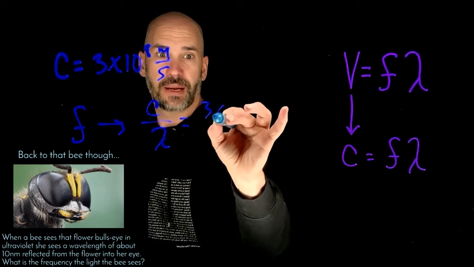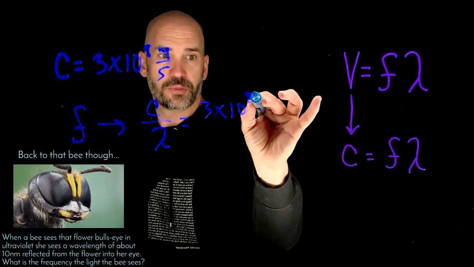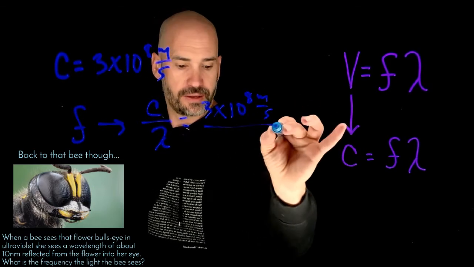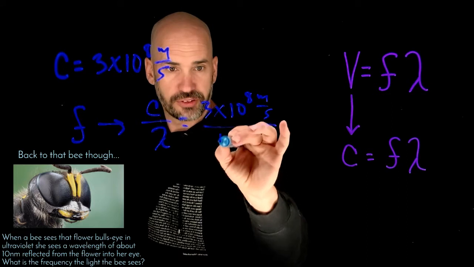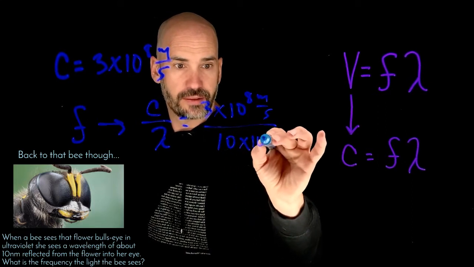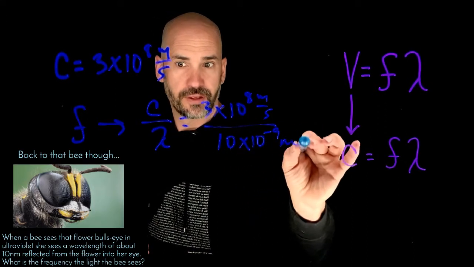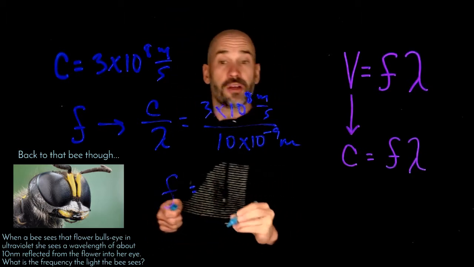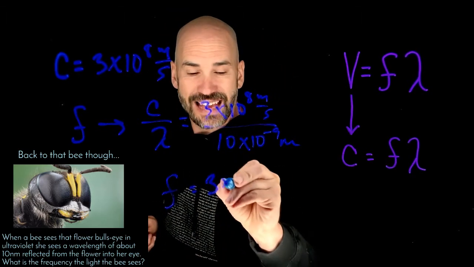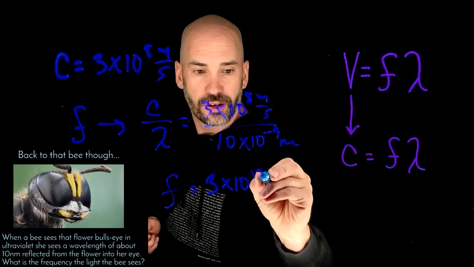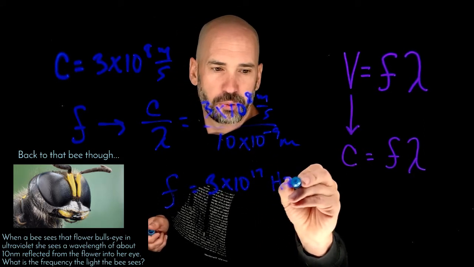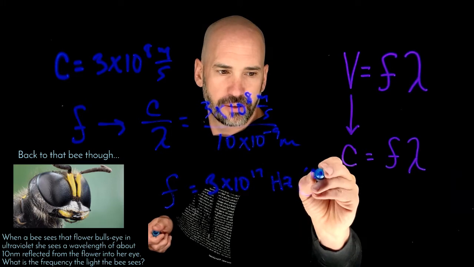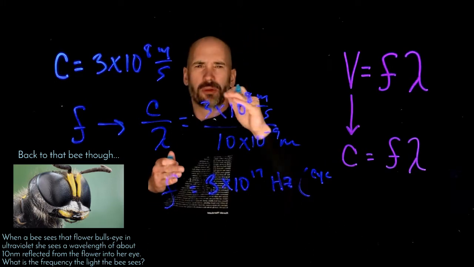Which is 3 times 10 to the 8 meters per second divided by 10 nanometers, which is 10 times 10 to the minus 9 meters, right? So my frequency then is going to be 3 times 10 to the 17 hertz. Now, a hertz is really just a cycle per second, or you can think of it as 1 jiggle per second.